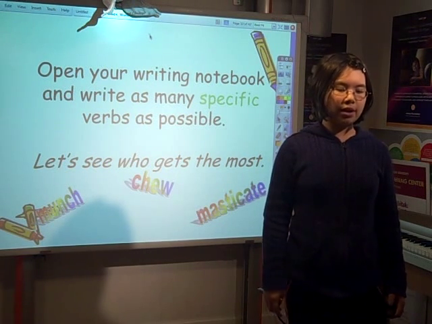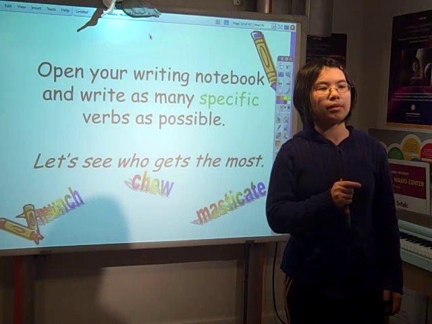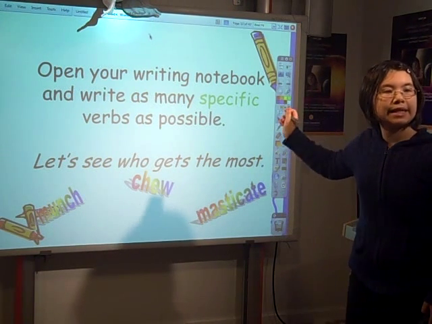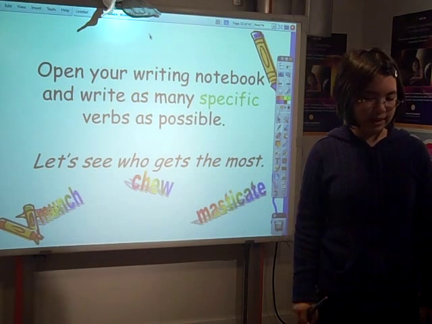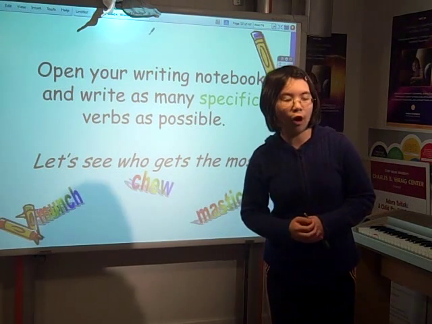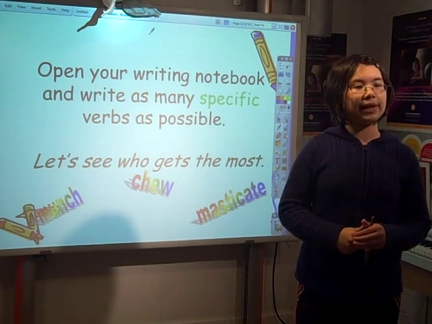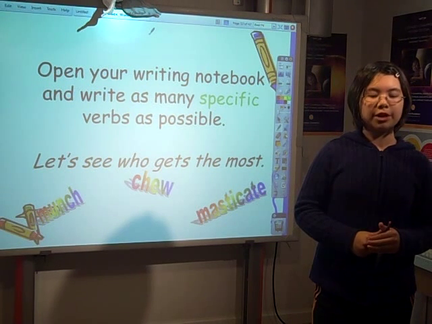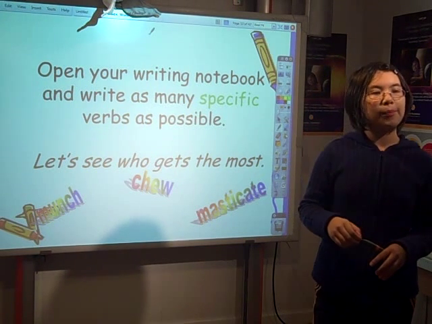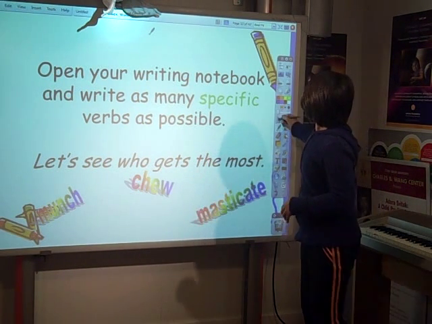So let's do an activity. Do you all have pieces of paper with you? You do? Okay, great. So open your piece of paper, your writing notebook, and write as many specific verbs as possible. Let's see who gets the most. So for instance, instead of went, you might say prance or crawl. Instead of go, there are lots of different things you could say. Pretty much any verb that really shows specifically what you do. So open your writing notebook and write as many specific verbs as possible. Go.